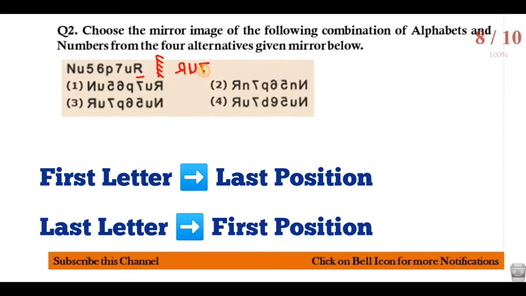Then 7, then we are having P, so P will look like Q. Then 6, we are getting it like this, then 5 in this way, then again U, which we have drawn earlier, so U will be like this, and N we are getting like this.